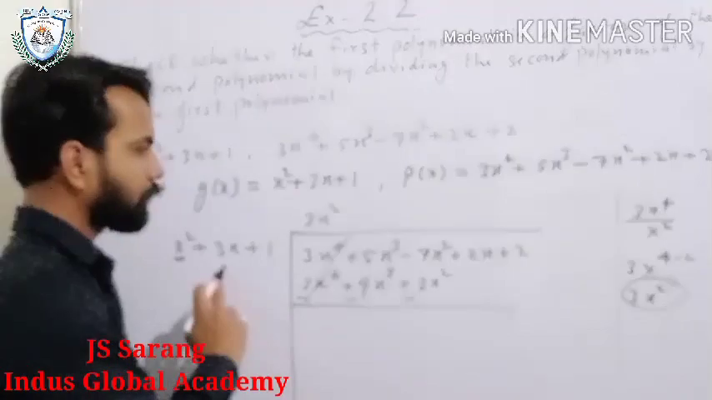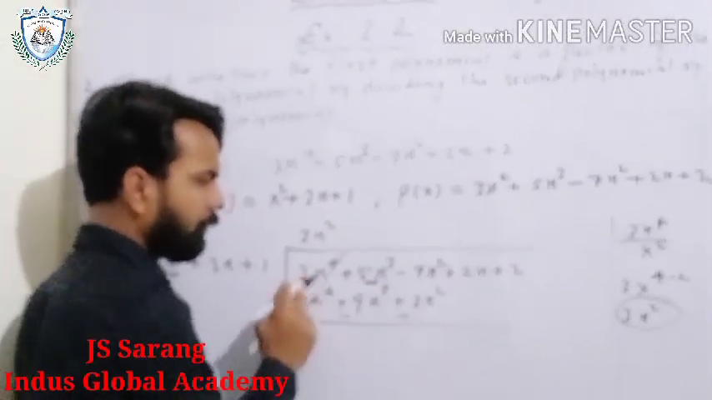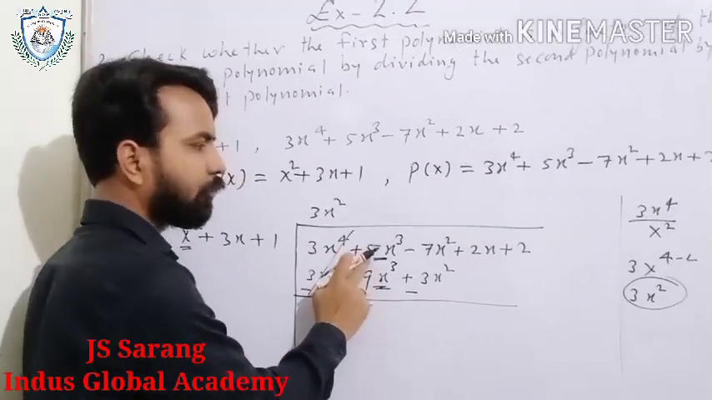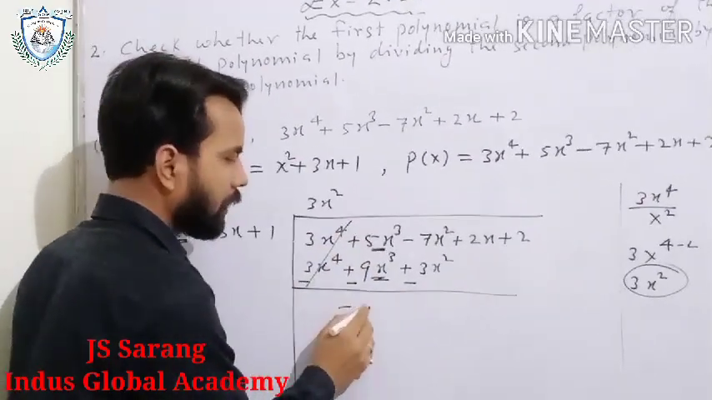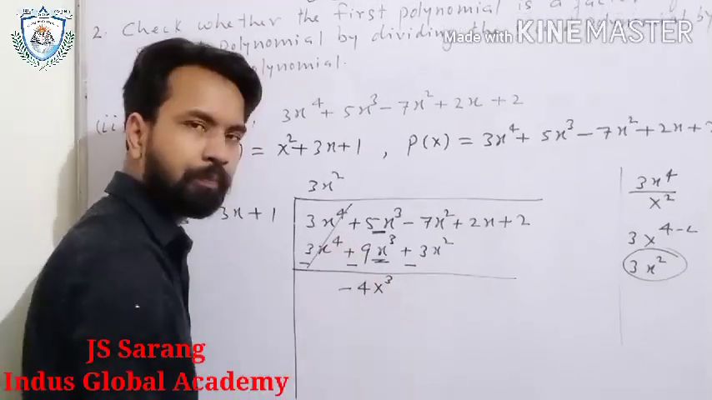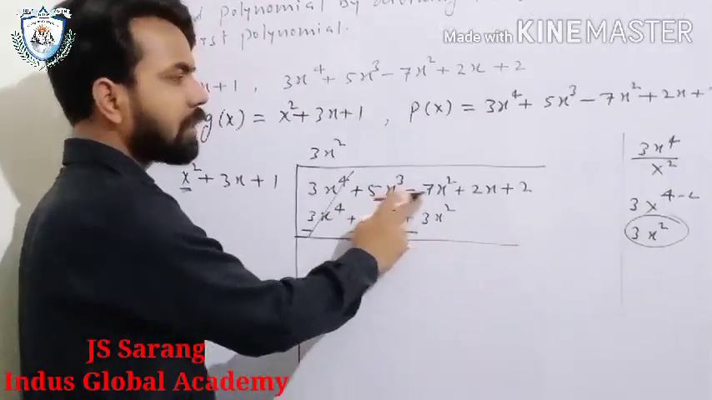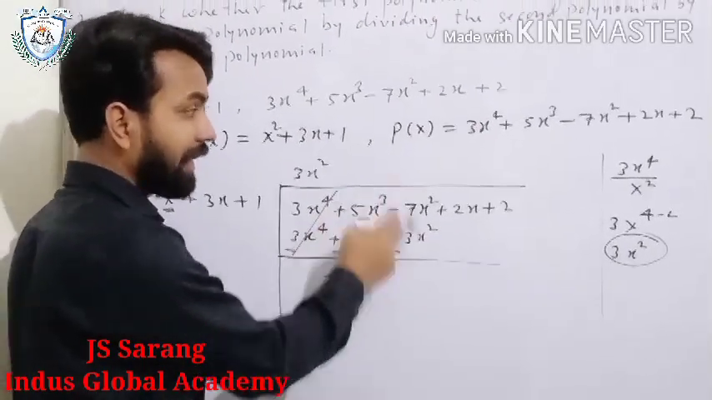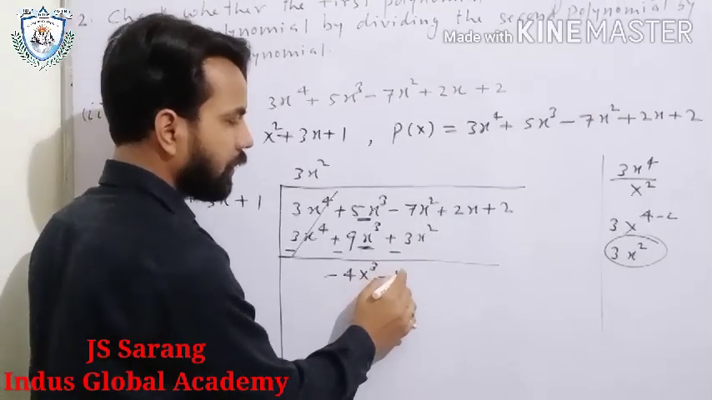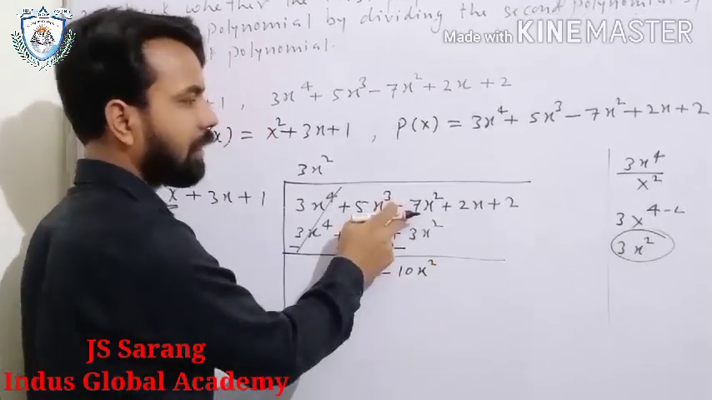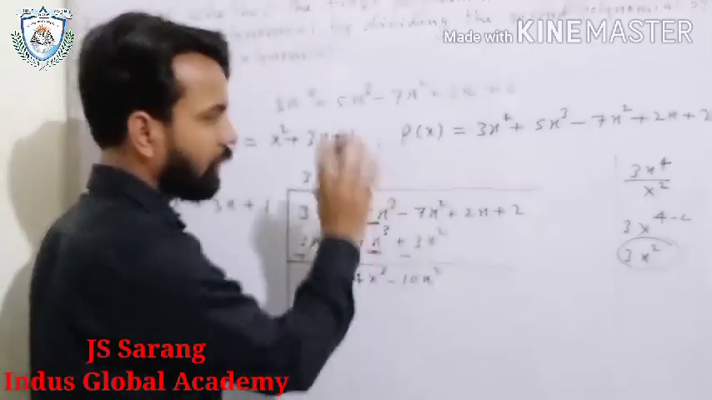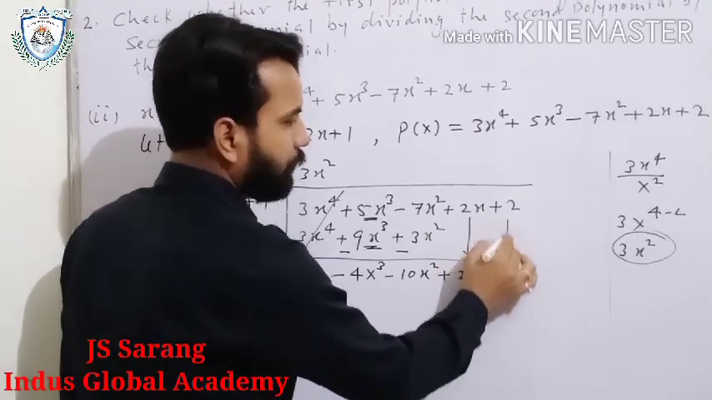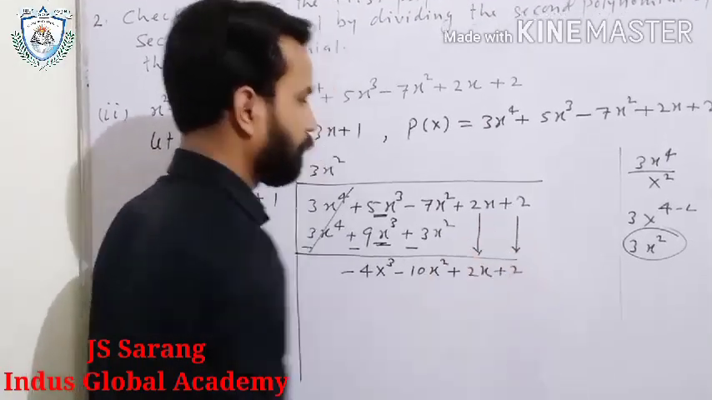Got it? Now 5x cube positive, 9x cube negative. Means we will subtract 9x cube from 5x cube. So the result will be minus 4x cube. Okay? Now this minus 7x square and minus 3x square, both are having negative signs, so they will be added, but sign will remain same. Minus 10x square. Minus 7 minus 3, it will be minus 10 and x square will remain same. Next term is 2x will remain same and plus 2 we will note as it is.